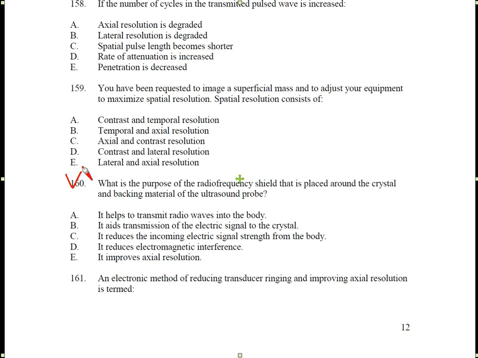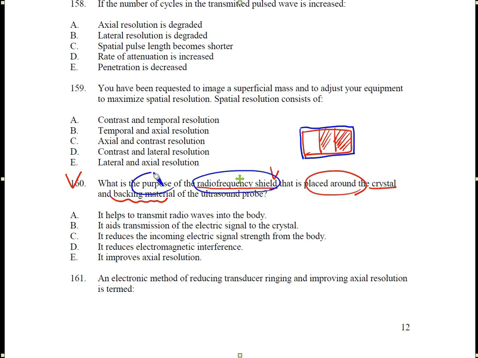In the case of this question, it's a pattern where you can organize the content through problem solving. There's a term called radio frequency shield. Looking at its position, it says that it surrounds the crystal and the backing material. If you draw a diagram, the crystal is located at the front and behind it is the absorbing layer. The radio frequency shield mentioned here can be thought of as a protective layer that surrounds these two components. The question is asking about the purpose of using this shield.